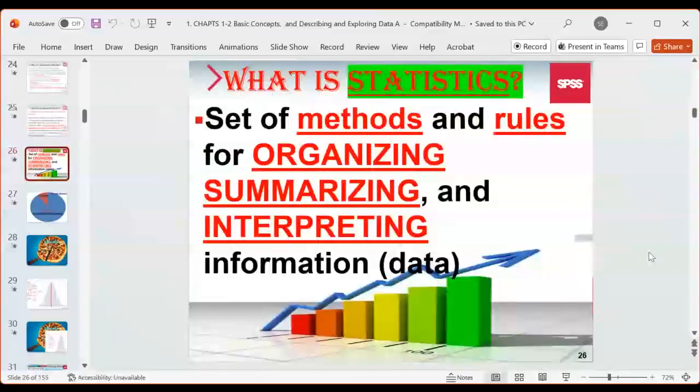And then we're going to start with stats. What is a statistic? A statistic in general is a set of methods and rules, a set of statistical procedures, we call them, for organizing, summarizing, and interpreting information. That information, the numeric information mostly, we call data.